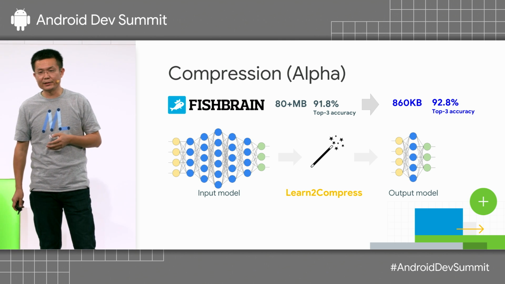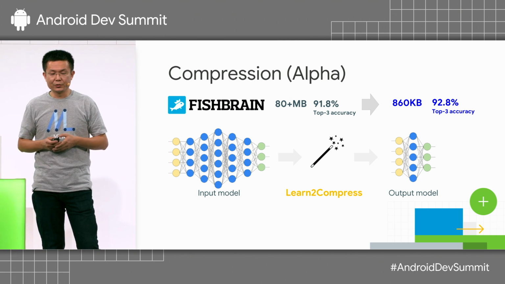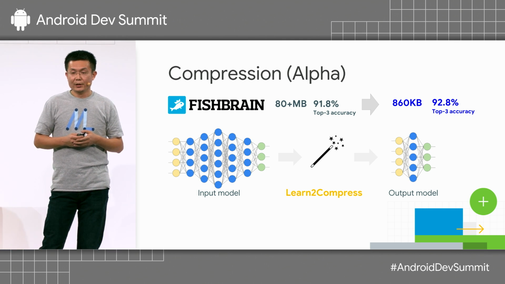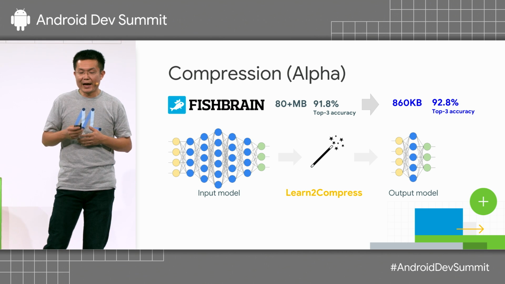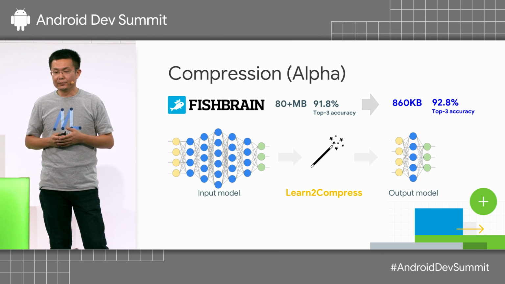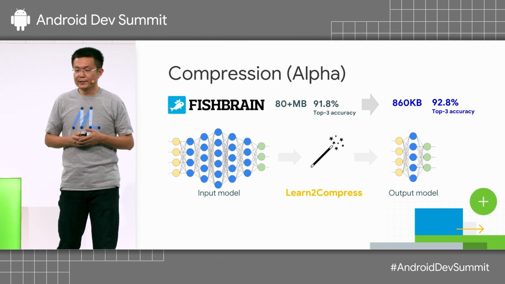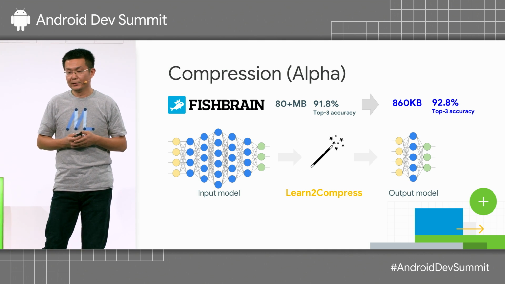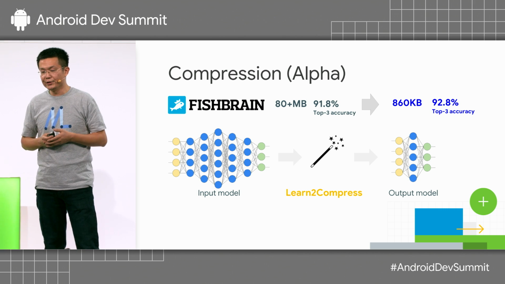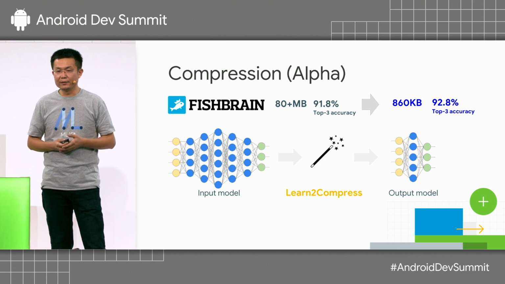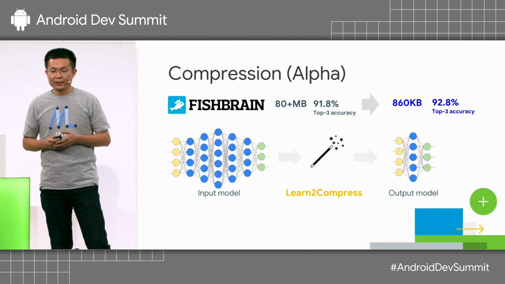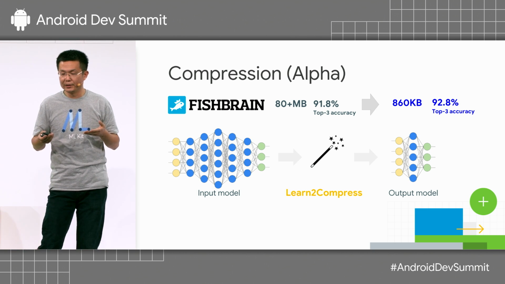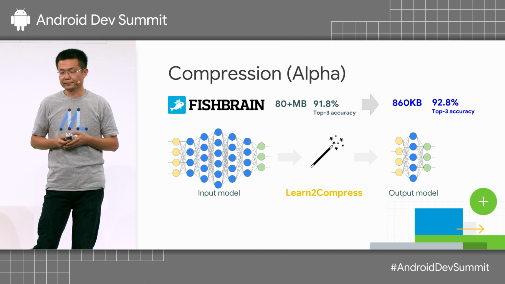Fishbrain is a community-based app. It enables users to share photos of their catch within their social networks. With a machine learning model, it can identify any fish with just a photo. When they first came to us, their model was more than 80 megabytes. By using our conversion and compression service, they were able to trim the model down to under 1 meg. As you can see, they not only maintained the same level of accuracy, it's actually slightly better.